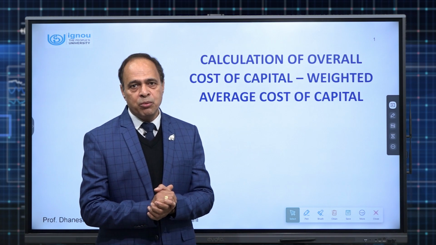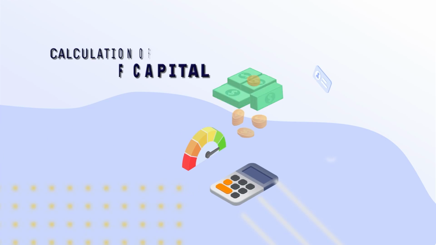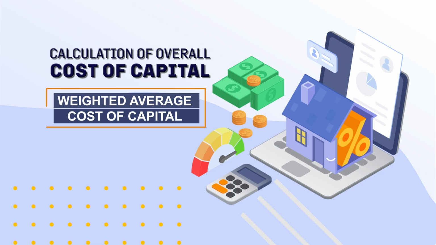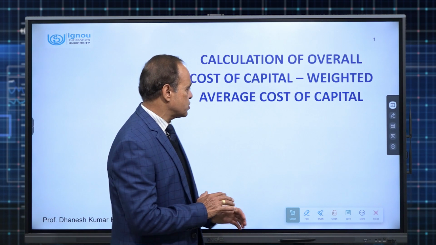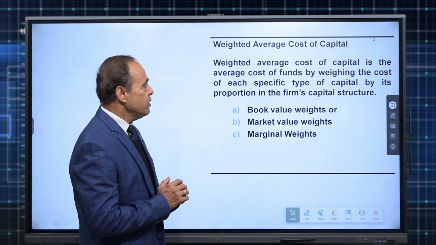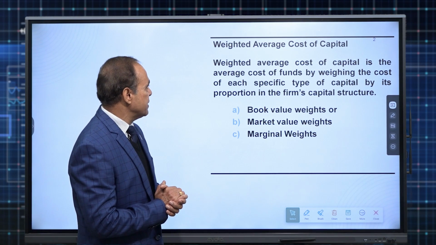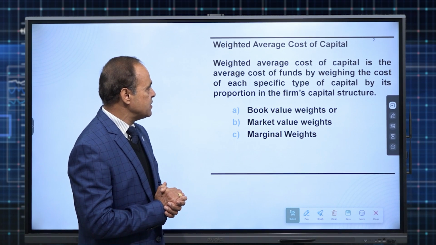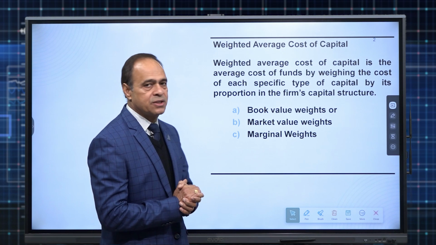Now, the moment company uses more than one kind of source of capital, we need to work out overall cost of capital or weighted average cost of capital. So let us learn today what is weighted average cost of capital. Weighted average cost of capital is the average cost of funds by weighing the cost of each specific type of capital by its proportion in the firm's capital structure.